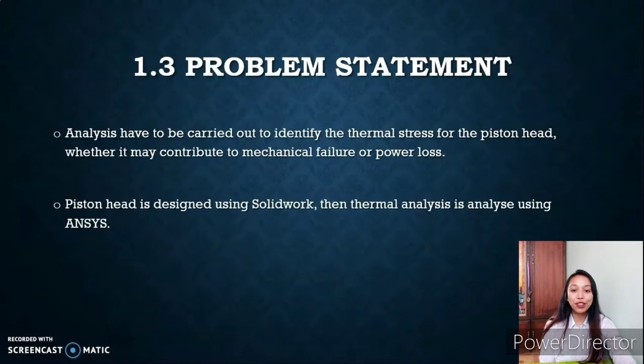Now we are going to discuss our problem statement. In order for the piston to work perfectly without any failure, analysis has to be carried out to identify the thermal stress on the piston head, whether it may lead to mechanical failure or contribute to power loss. SolidWorks has been used to design the piston head. Then using ANSYS, thermal analysis of the piston head is carried out.